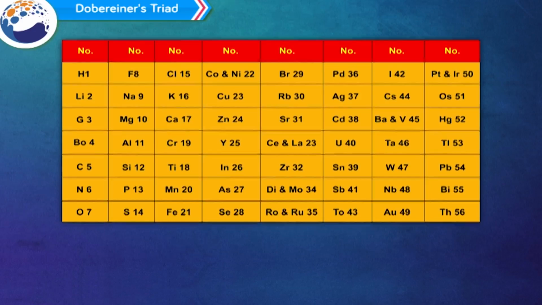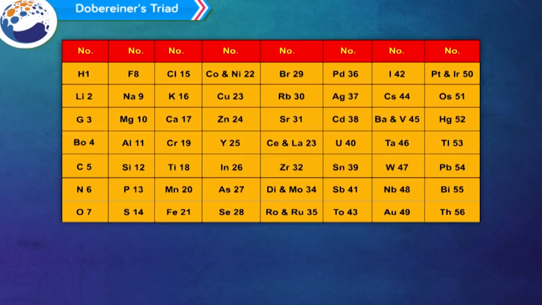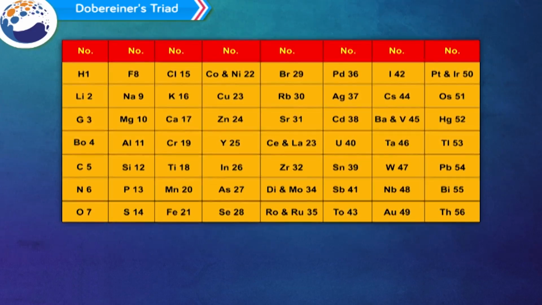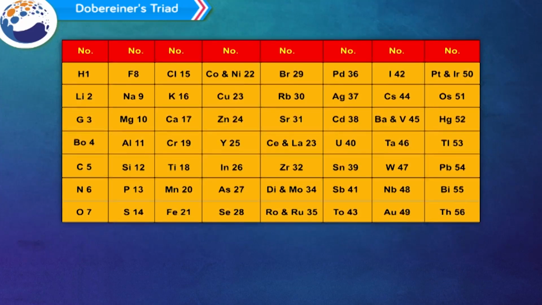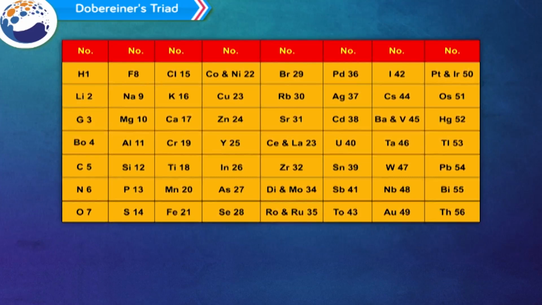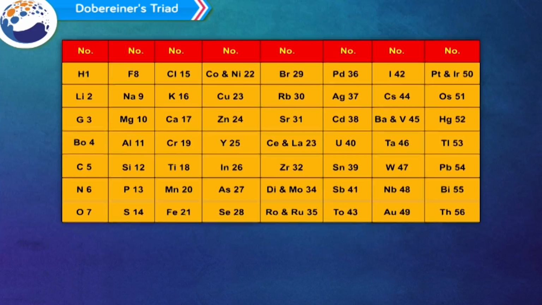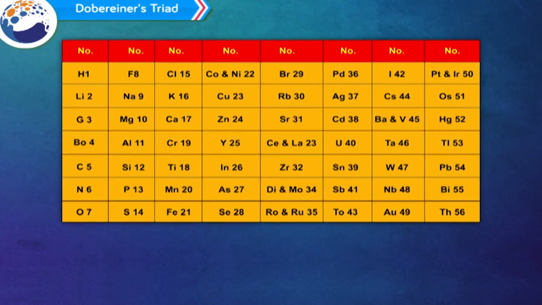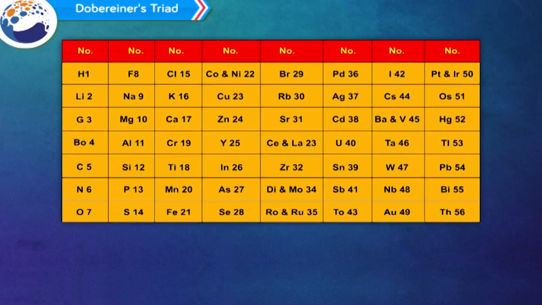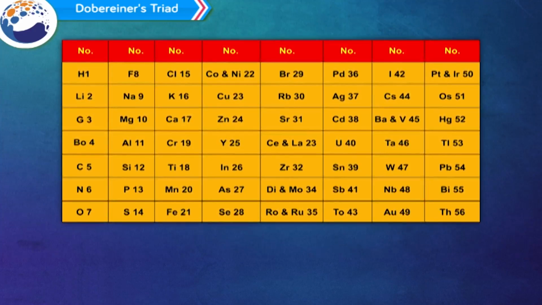But this law was found to be applicable only up to calcium, Ca. After calcium, every eighth element did not possess properties similar to those of the first element. Also, Newlands' octaves did not have a provision to accommodate newly discovered elements. For example, sodium, Na, is the eighth element from lithium, Li, so both will exhibit similar properties.